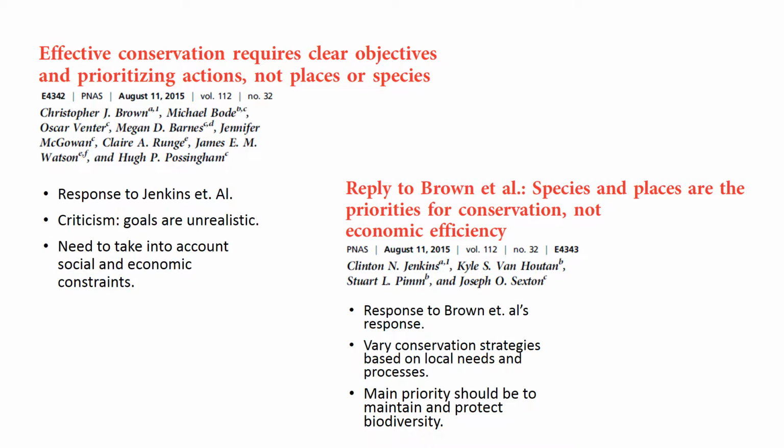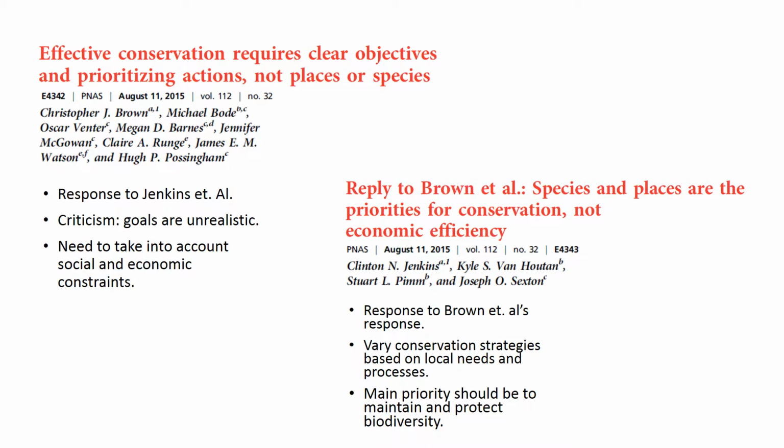So that first article caught the attention of a group of researchers who responded to it with the article on the left. So Brown et al. said that what the Jenkins article proposed wasn't viable economically or biologically, and that actions and specific objectives should be prioritized over species and places.